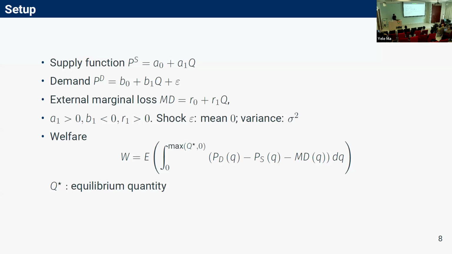But the uncertainty comes from, for example, here, the demand shock, epsilon. It's not realized before the policy is made. So the policymaker has to pick a policy before the epsilon realizes. I'm going to define the objective function of the government as the sum of the economic surplus, which is the integral area between demand curve and supply curve, minus the external marginal loss. So you take the integral from 0 to equilibrium quantity Q star.